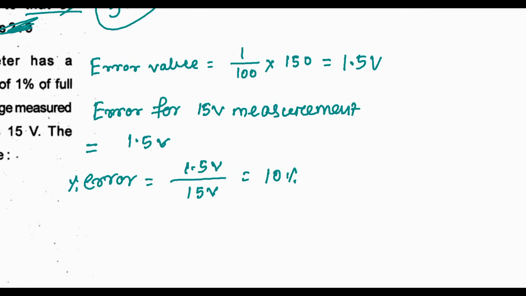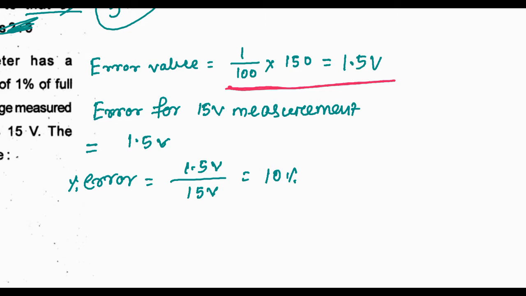So what will be the error value? Error value is 1 by 100 into 150, that is equal to 1.5 volt. So what voltage we are measuring? That may be 100 volt, that may be 15 volt, that may be 25 volt, 30 volt, any volt. This error will be there. That is why it is called guaranteed accuracy error.